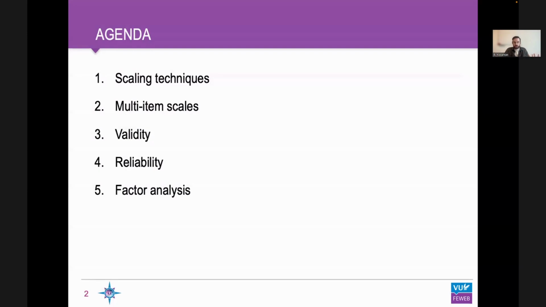Once you have your answers, you need to establish the accuracy of your measurements. So for that, we will look at validity, reliability, and lastly, we will close with factor analysis.